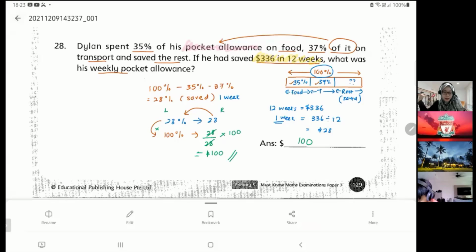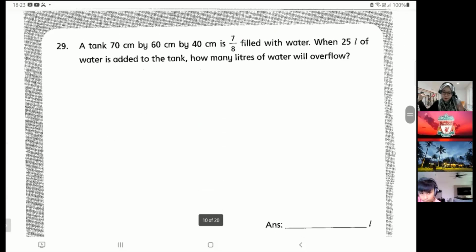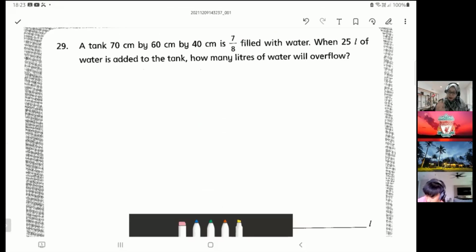Understand? Next, 7 minutes left. Okay. A tank 70 cm by 60 cm by 40 cm is 7/8 filled with water. When 25 liters of water is added to the tank, how many liters of water will overflow?